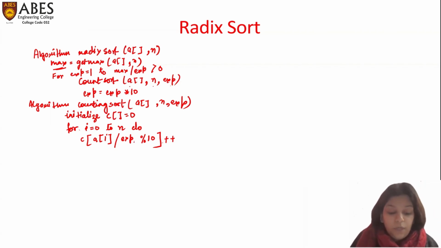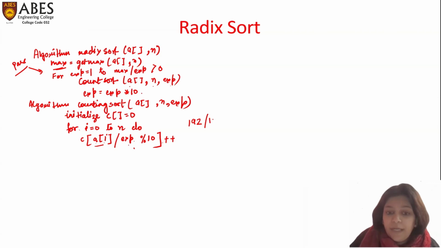Now let us try to understand this statement a little more for the tens place also. So for the tens place, when we will be in the next pass, the value of exp will become 10. Now when we will come here, this will become A[I] divided by exp. So suppose the value of A[I] is 192.